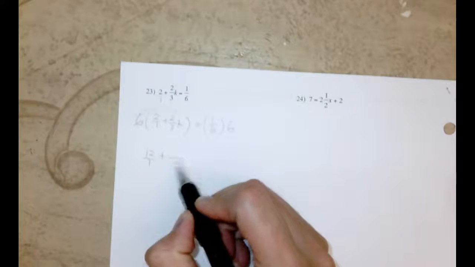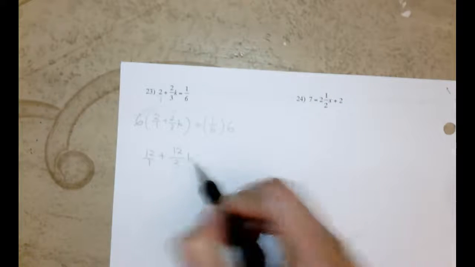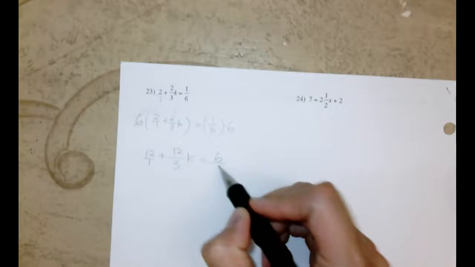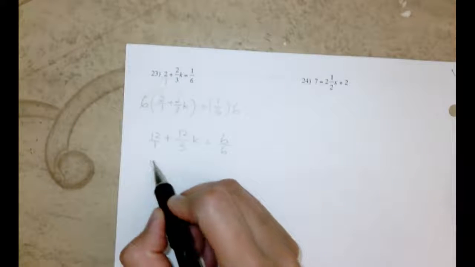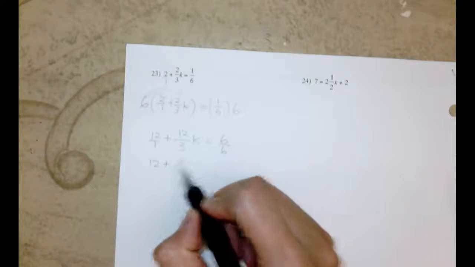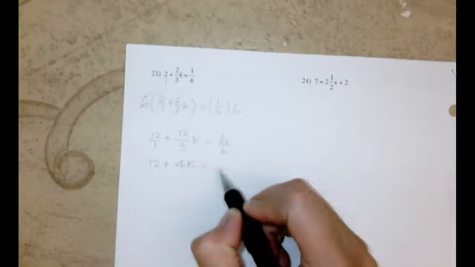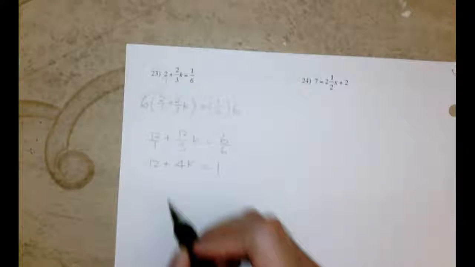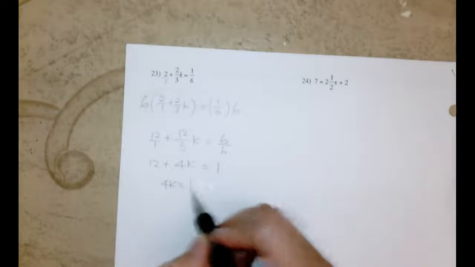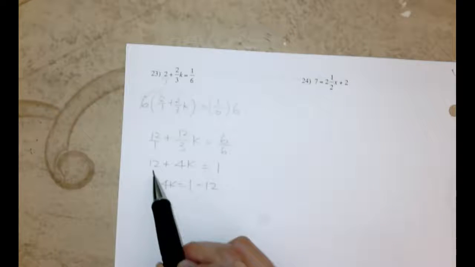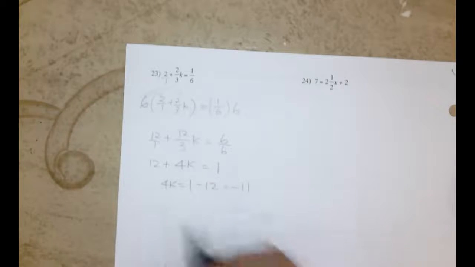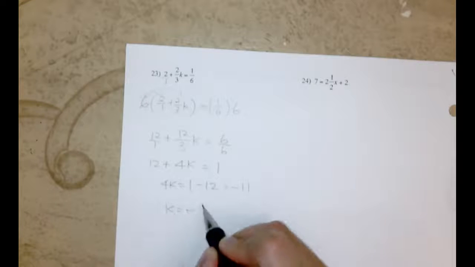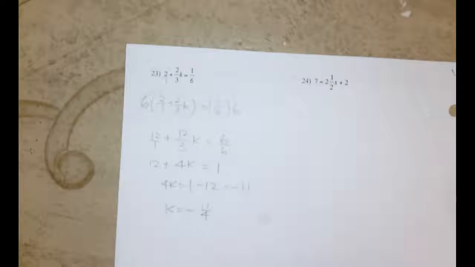So this is 3 over 12, right? OK. And this is going to be 6 over 6. Okay. So this one is 12. This becomes a 4k. And this becomes 1. So 4k is 1 minus 12. This is plus 12, so do the reverse operation. Minus 12, which is minus 11. So k is minus 11 over 4.